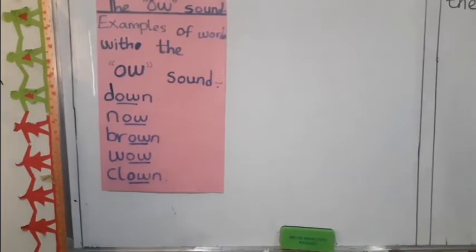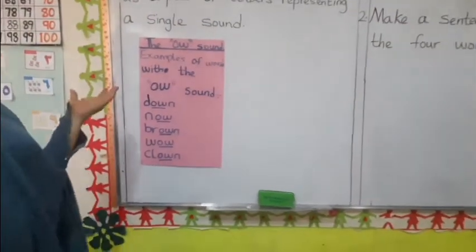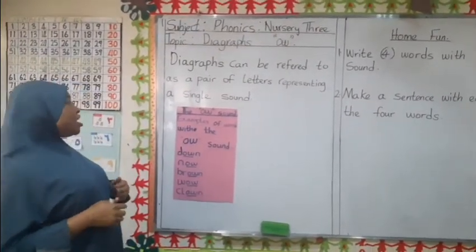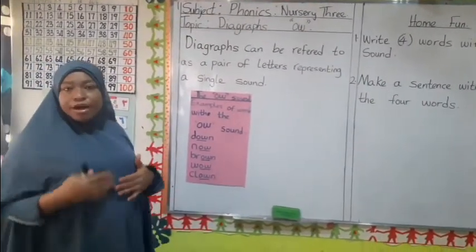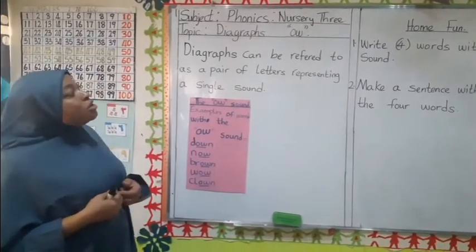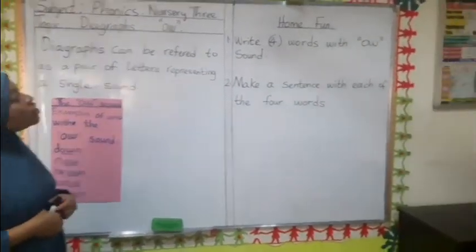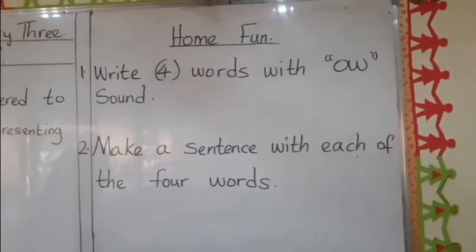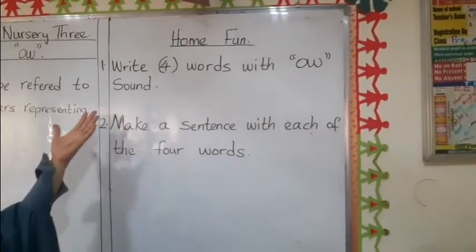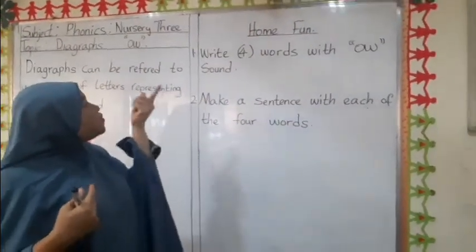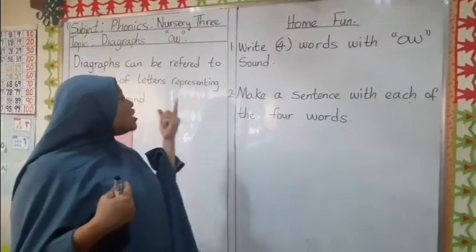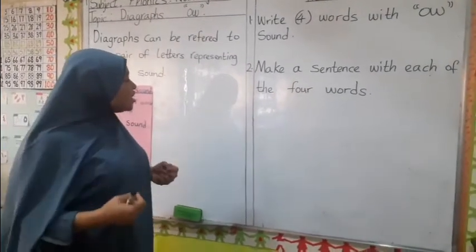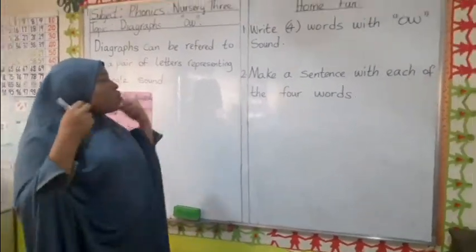So as not to confuse us the more, there are so many words with this ow sound, but let's stop at 5 examples. As time goes on, we are going to be talking about more and more of them. So quickly, let's move to the homework. It's very simple. Remember, we just treated the ow sound. The first homework is, you write 4 words with the ow sound. And number 2 says you should make a sentence with each of the 4 words.